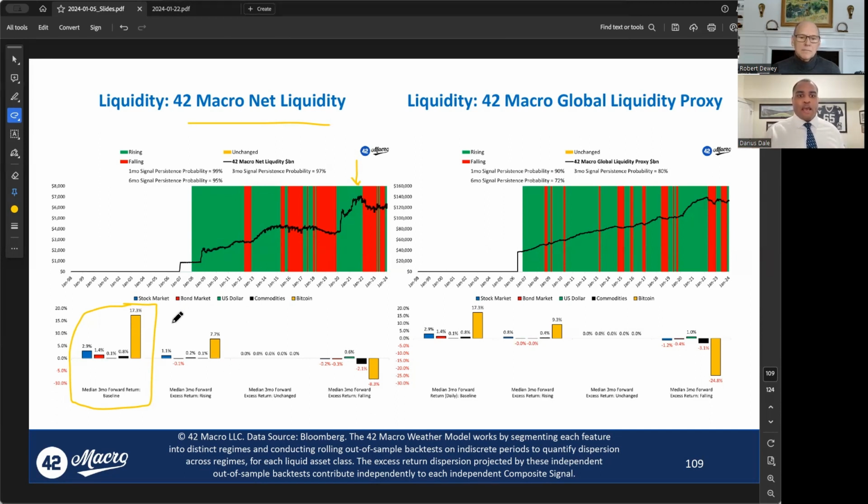Right now, let's use the stock market, for instance. When the 42 Macro net liquidity is rising, or trending higher, it's a positive excess return for the stock market to the tune of plus 1.1% over the lifetime of this backtest. 20 years from now, that could be plus 2%, or it could be plus 0.5%. Currently, it has a higher weight than the plus 80 basis point backtest that our global liquidity proxy has for the stock market. Over time, that plus 0.8 could rise to 1.8 or fall to 0.5. That's how the weights are determined. It's about how much excess return dispersion you produce for this particular asset class.